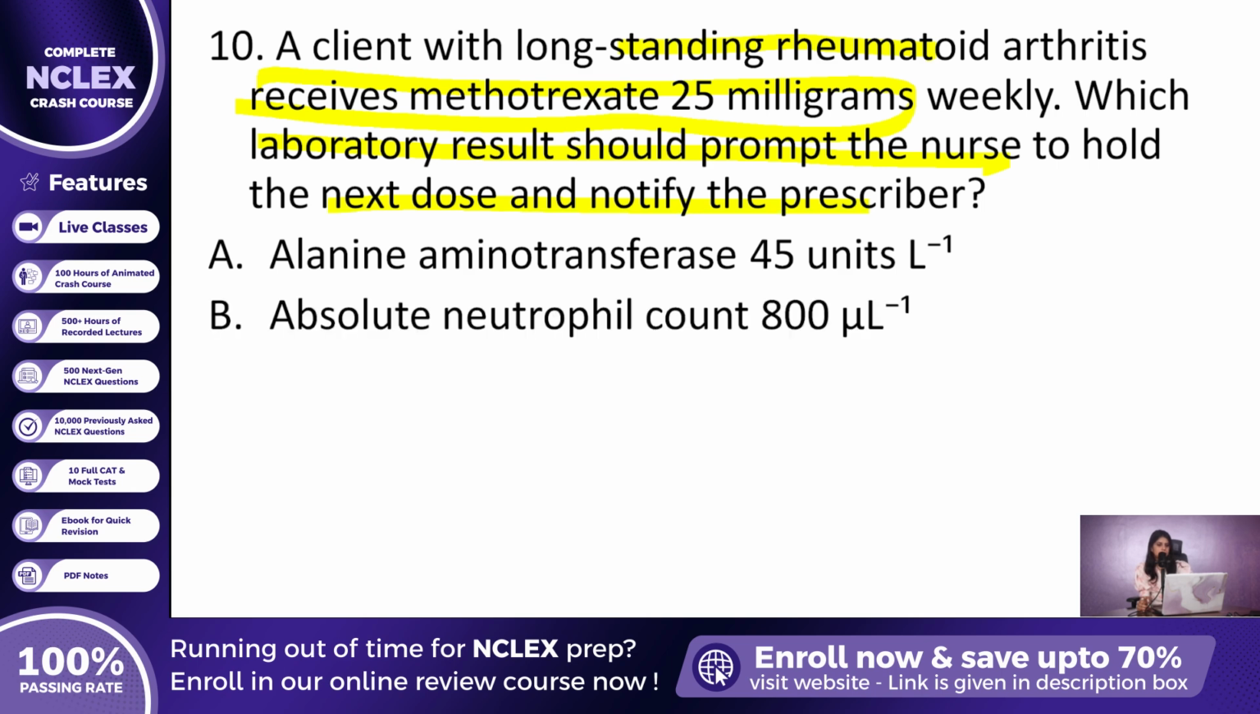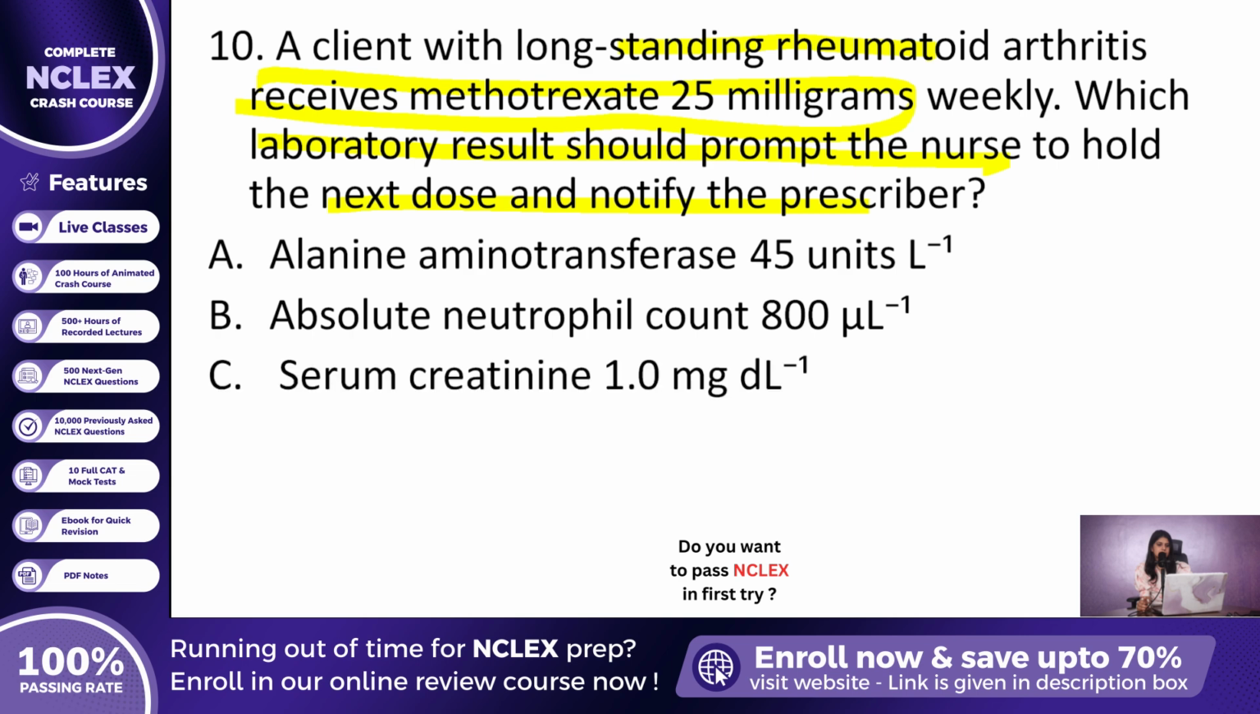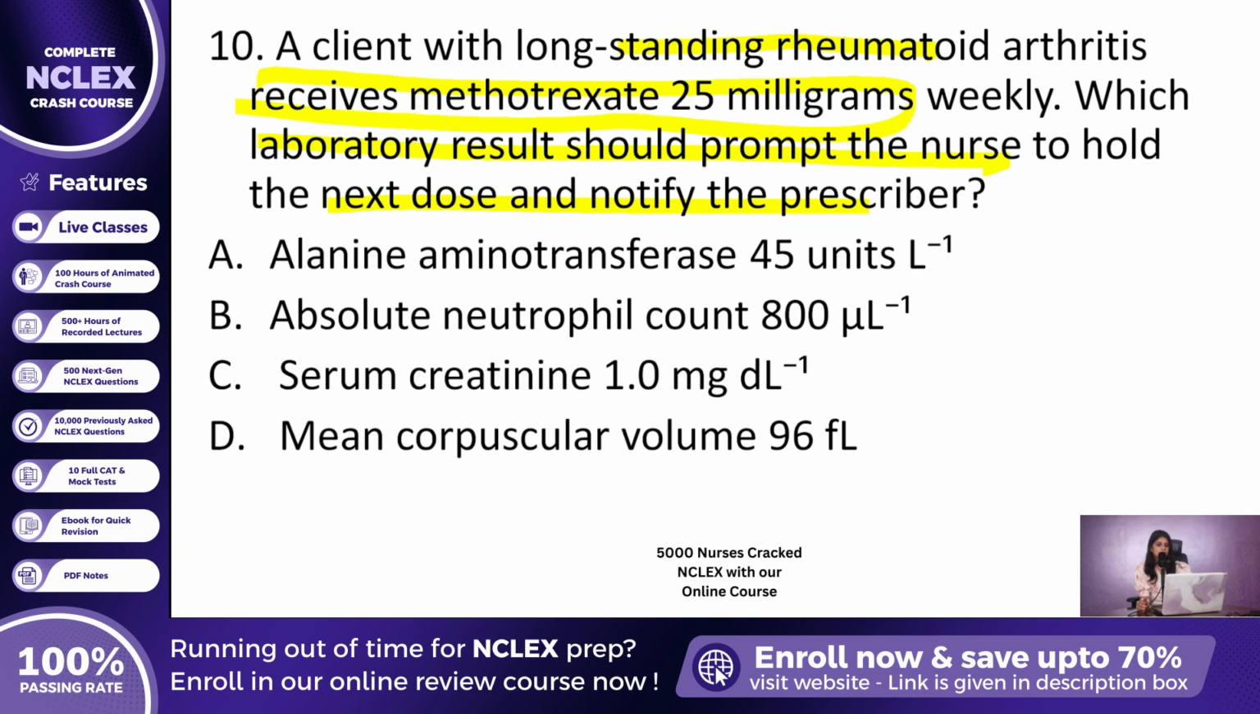Option B, absolute neutrophil count 800 microliters. Option C, serum creatinine 1.0 milligrams per deciliter. Option D, mean corpuscular volume 96 femtoliters. The result that mandates immediate action is option B, absolute neutrophil count 800 microliters.